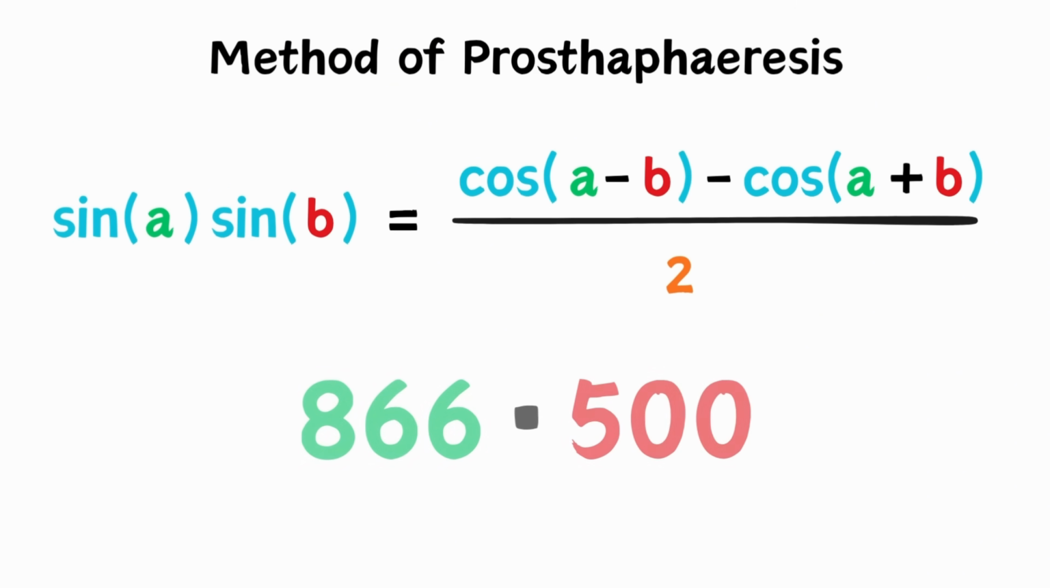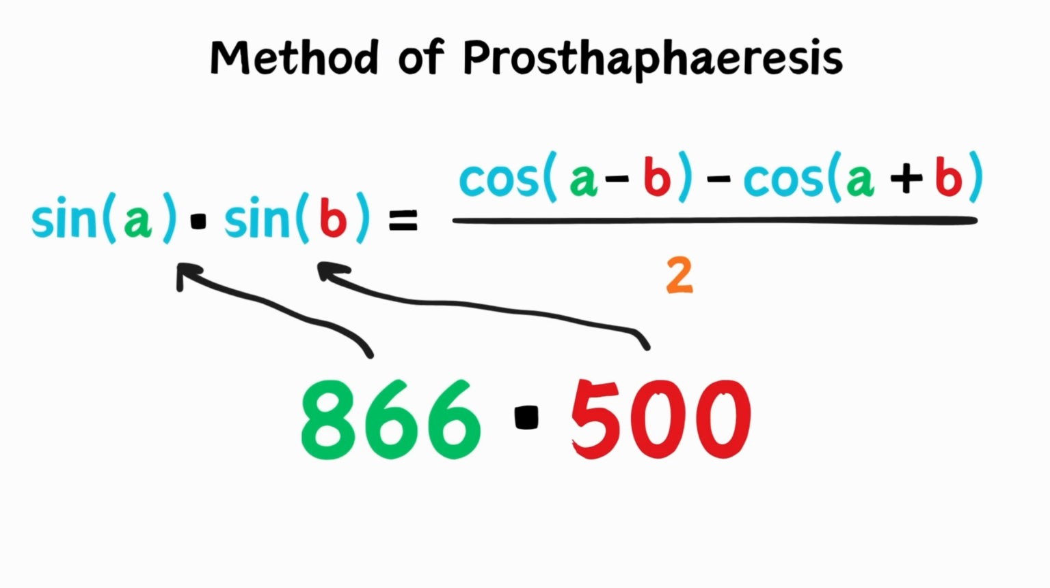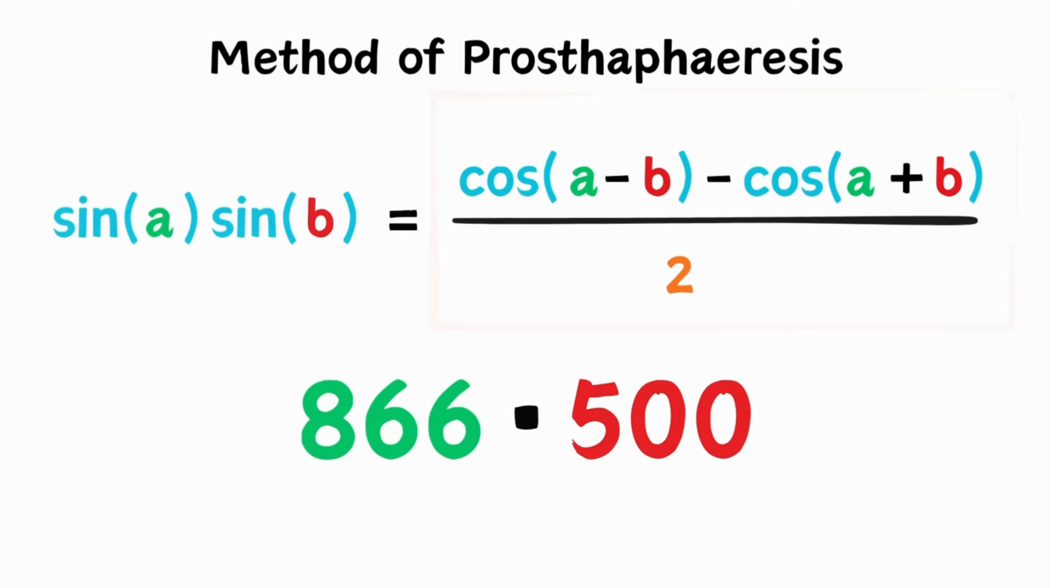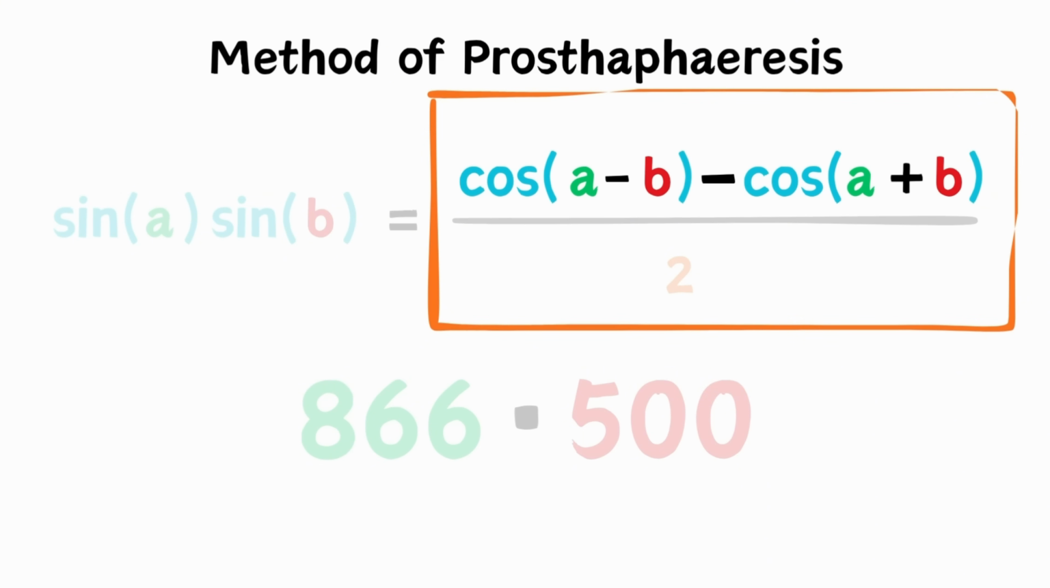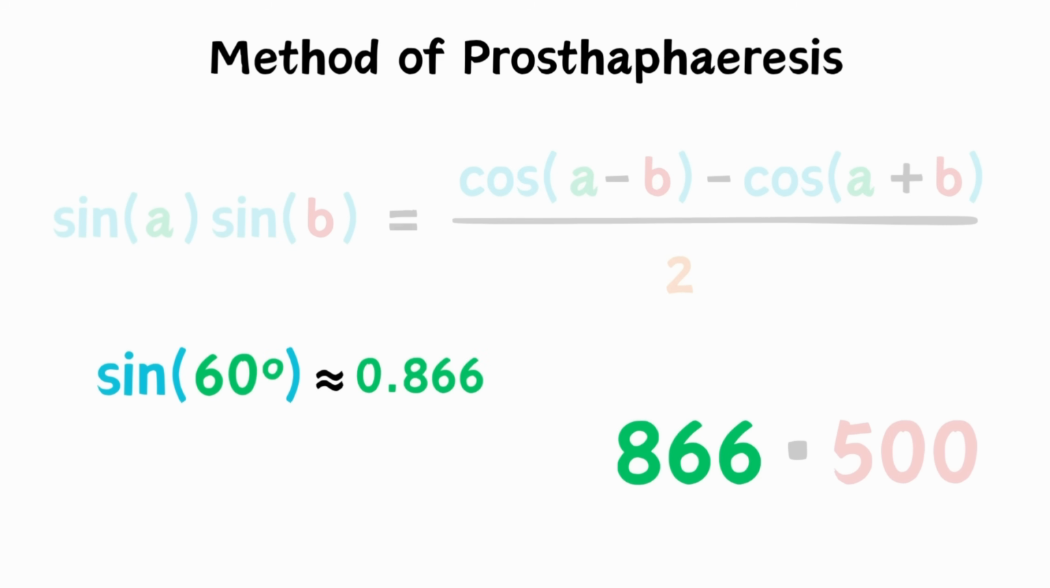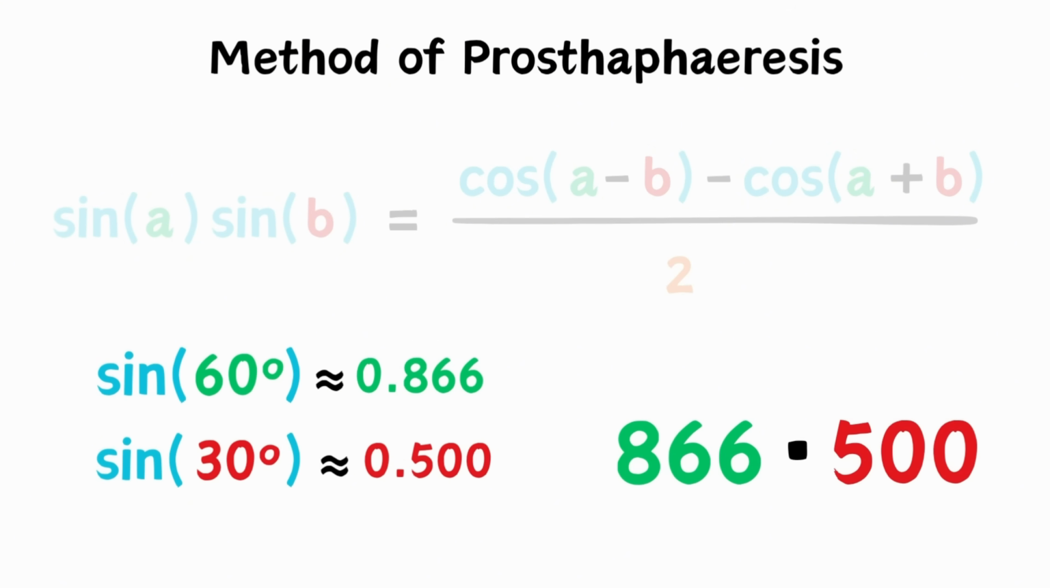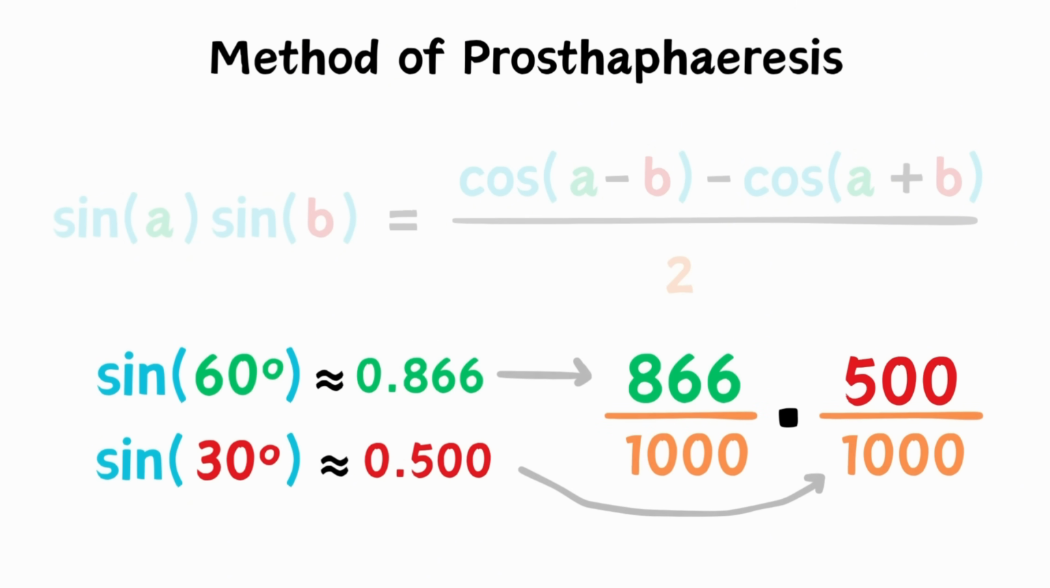Say we were multiplying 866 by 500. To solve this using Prosthaphaeresis, we would need to convert 866 and 500 into sine functions. And once we do that, the answer would be a matter of finding the resulting trig functions, performing some subtraction, and dividing by 2. The sine of 60 is about 0.866, and the sine of 30 is 0.500. Notice they are 1,000th of the desired value. We'll worry about this later.